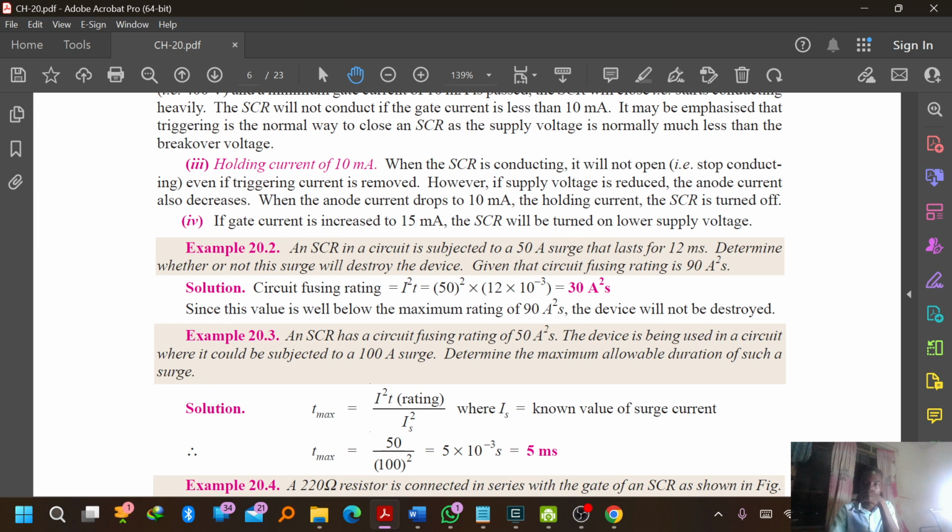So for that particular example, they're giving us the fusing rating. For example, this 90 amps squared that you see is our circuit fusing rating. And this ampere here is the I that we have. And this time is the t we have. They want us to find out if this is going to be destroyed. So what they're doing here is simply putting it in the formula. Let me write down the equations.